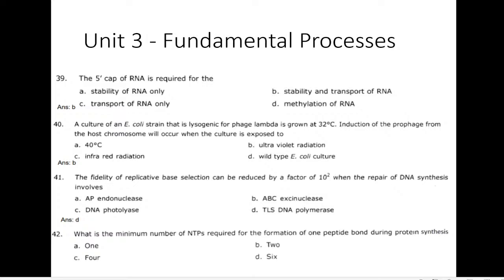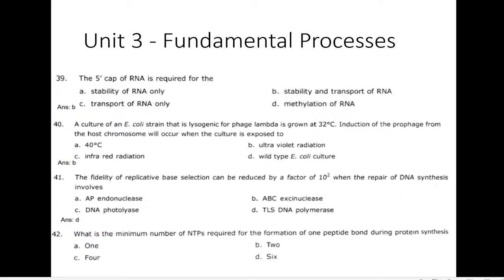AP here means apurinic and apyrimidinic, that is, purine and pyrimidine. These enzymes are involved in the DNA base excision repair pathway. So these changes happen with the enzyme AP endonuclease.